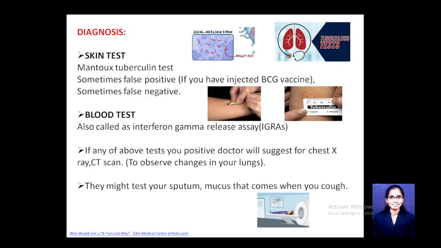So, what are the diagnostic tests which are performed to check for TB? The first two tests performed are the skin test and the blood test. In the skin test, the Mantoux tuberculin test is performed, and sometimes it may indicate false positive or false negative results. The second test is the blood test, in which the interferon gamma release assay is performed. If these two tests show a positive result, the doctor will suggest a chest x-ray or a CT scan to observe whether there are any changes in your lungs or not. He will also observe your sputum, the mucus which comes up whenever you cough.